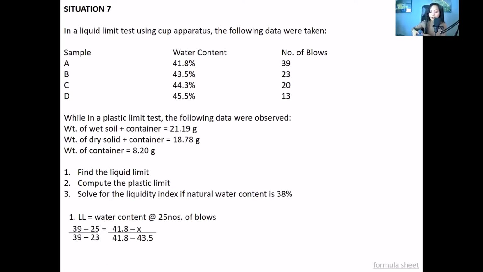Come on, shift solve lang. Shift solve lang yan, class. And of course, since ang kinuha natin is within 39 and 23, dapat yung moisture content natin ay within 41 and 43, which is, ayan. Thank you, Engineer Roxanne, Engineer Ranji, and Engineer Agustin. The answer is 43% or 43.29.